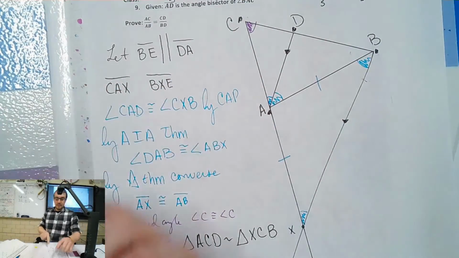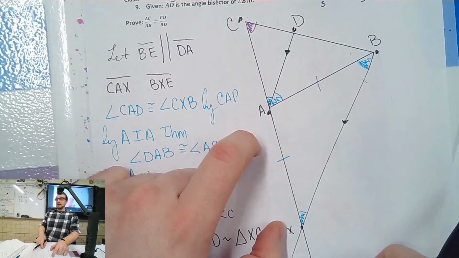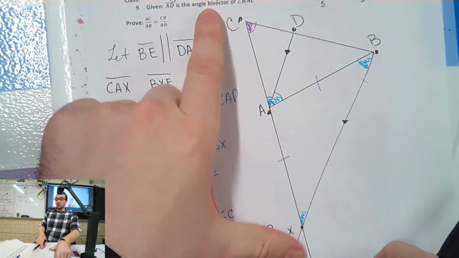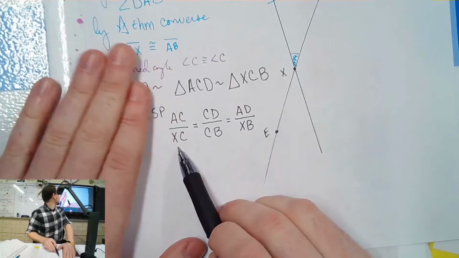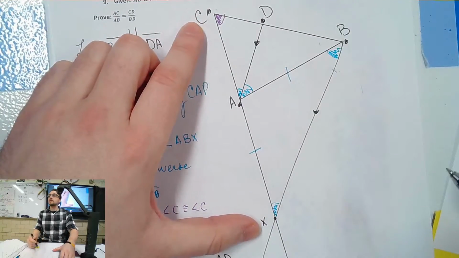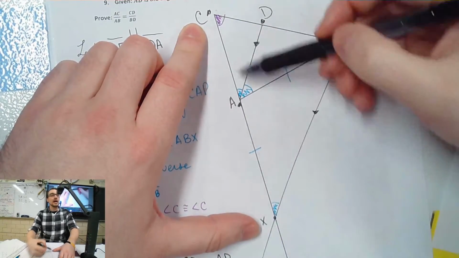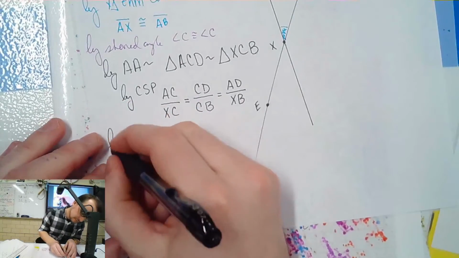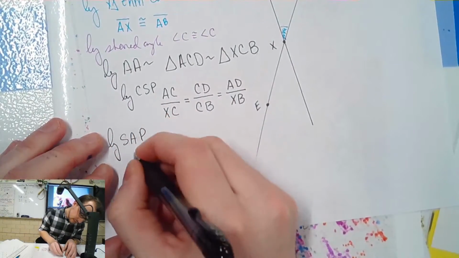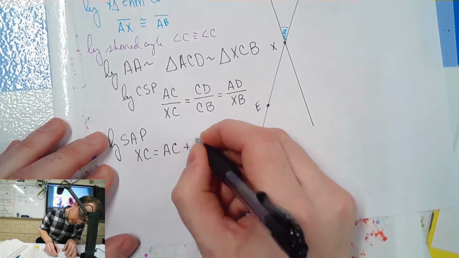So here's what I'm going to write. Instead of writing XC on the bottom of this, I'm going to write CA plus AX. You guys see how that makes up the whole thing? I'll say it again. On the bottom of here is XC, right? What two segments make up XC? CA and AX, right? So those two added together should be the same thing, right? So I'm going to write by segment addition postulate, XC equals AC plus AX, right?